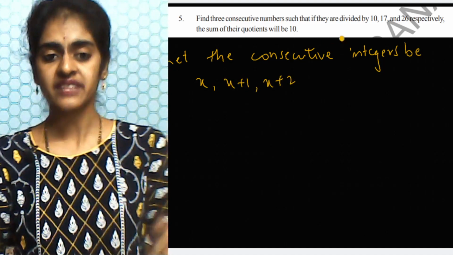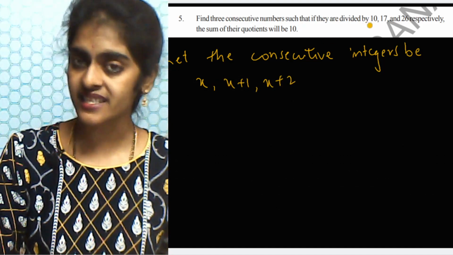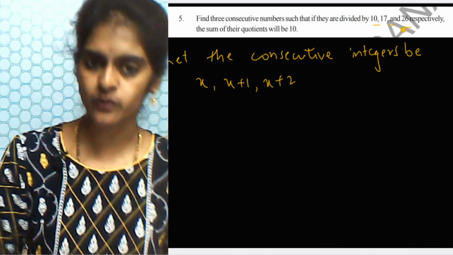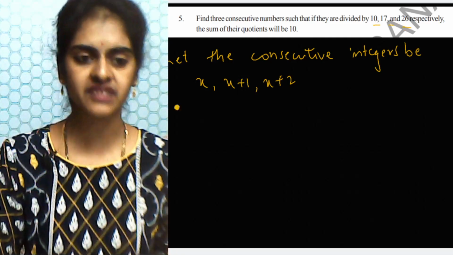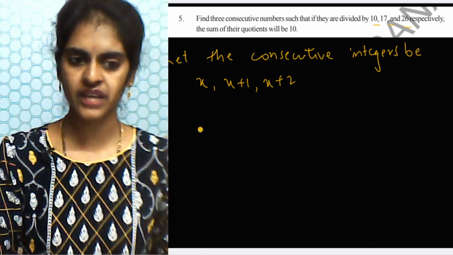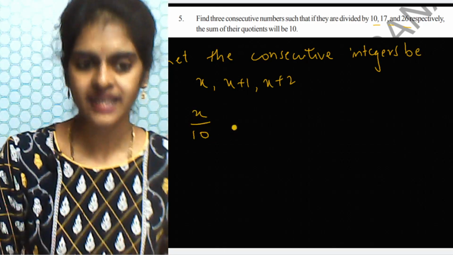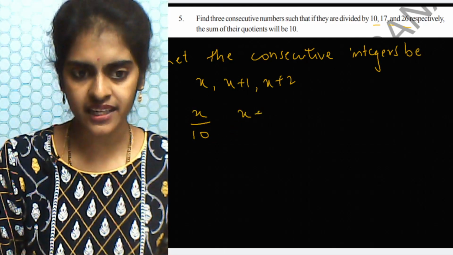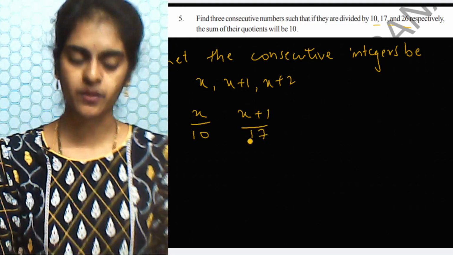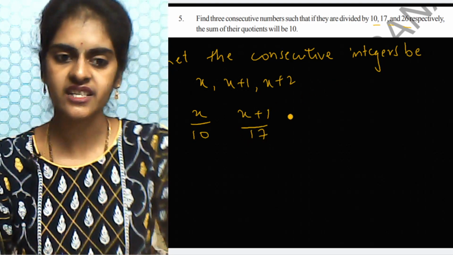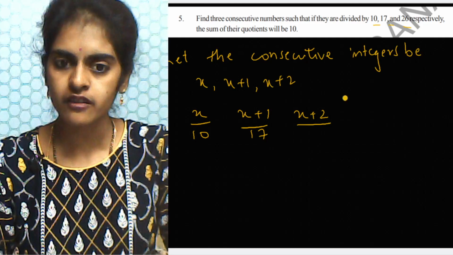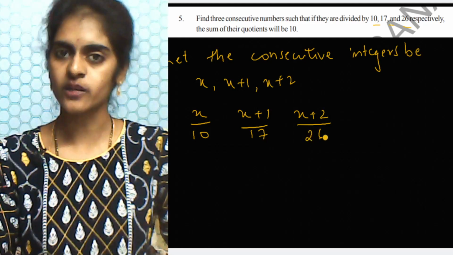Now it is given that the integers are divided by 10, 17 and 26 respectively. That means the first integer is divided by 10, so it is x by 10. The second integer is divided by 17, so it is x plus 1 by 17. And the third integer is divided by 26, so it is x plus 2 by 26.